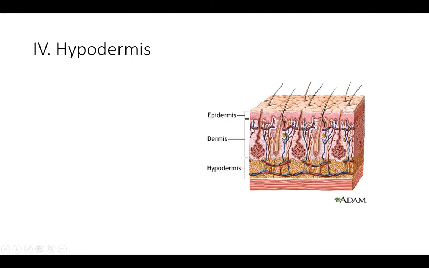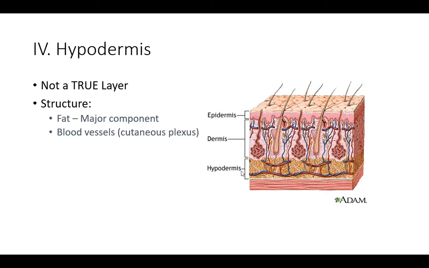If we go below the dermis, we hit the hypodermis. The trick to the hypodermis is that it's not technically a true layer, but in most diagrams it is represented as the third layer. So we'll talk about it as a layer, but just know that it's not technically a, quote, true layer. What we see down here in the hypodermis is mostly fat. These little yellow blobby things in the diagram, all these little yellow blobs, those are adipose cells, which are fat. And then you see the cutaneous plexus, so blood supply.